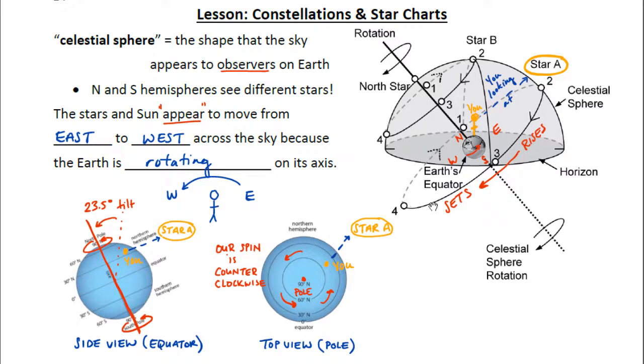But what's really happening is the star is stationary, it's staying put, and you are the one turning. So here, the star is staying put, and you turn past it, but it's going to feel like it's moving past you. A really good way to illustrate this is to show you star trails.